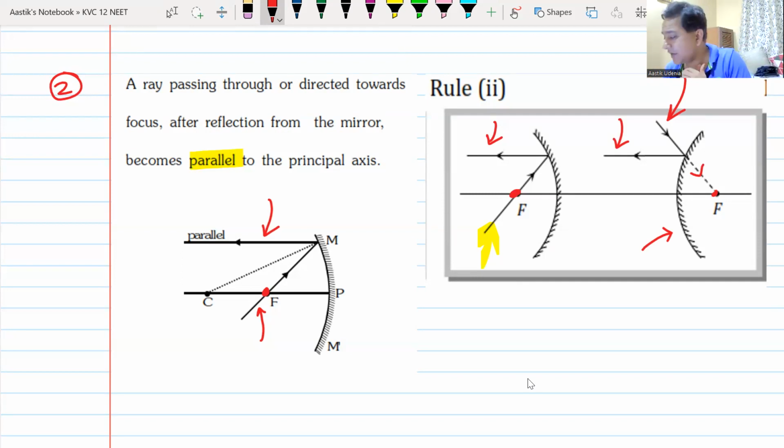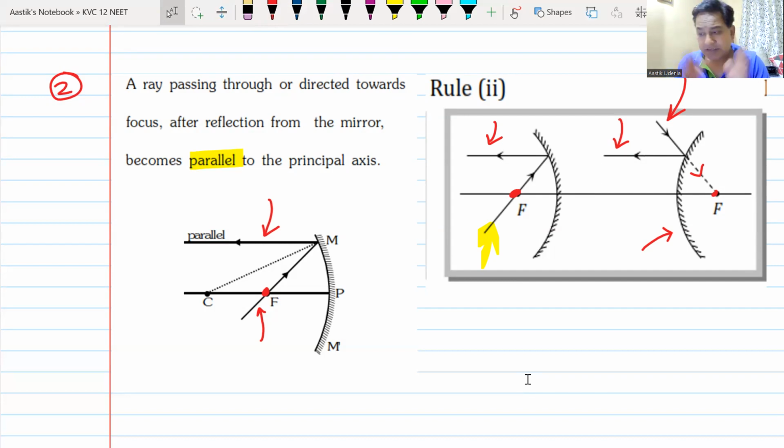I'll give you time to first note down this rule number 2. Then I'll go back and show you rule number 1 as well. Don't worry. Once you are done, please raise your hands for rule number 2. I'll take you back to rule number 1 also.